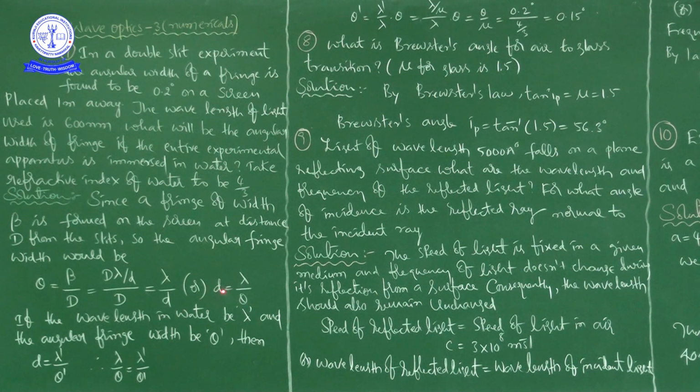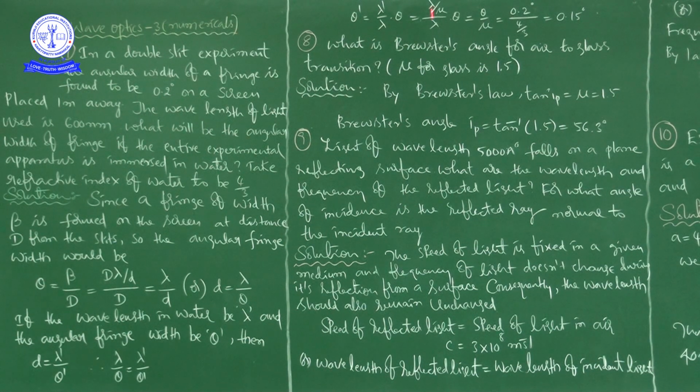That's why you can write here also small d, that is equal to lambda dash by theta dash. Therefore, here it is d is equal to lambda by theta, and here d is equal to lambda dash by theta dash. Therefore, lambda by theta is equal to lambda dash by theta dash. We want to write theta dash as the subject because that we need to find. So theta dash is equal to lambda dash into theta by lambda.